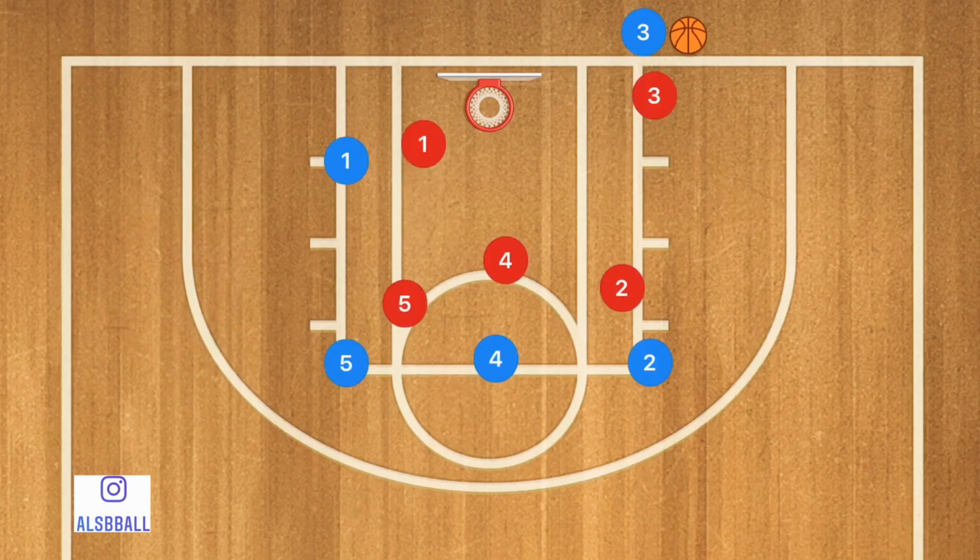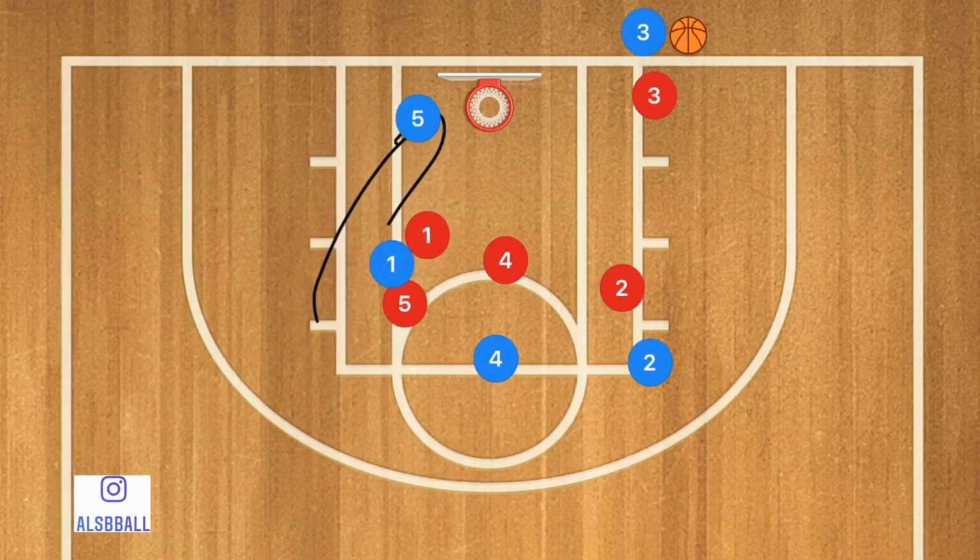Okay, so now this second inbounds play is a little bit more advanced overall. What we're going to be having is player 1 going and setting a screen for player 5, and player 5 is going to be cutting towards the rim on the weak side. Of course, if he's open, we're not going to ever pass up a good layup.